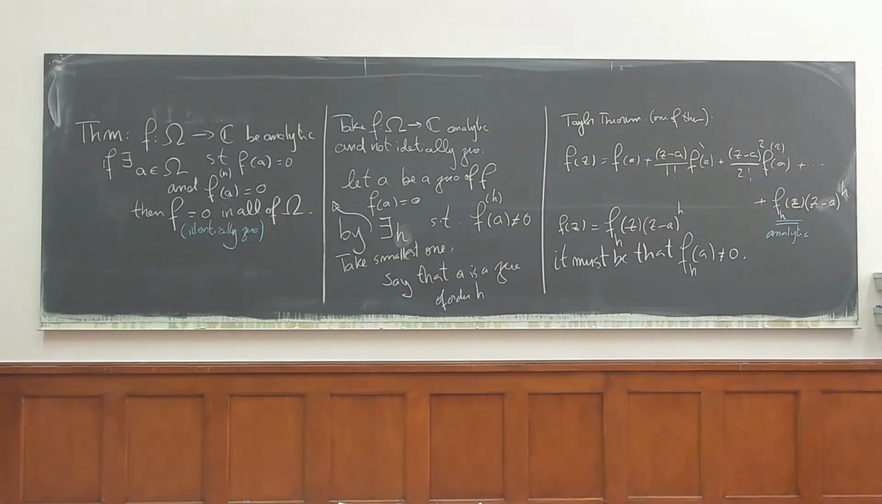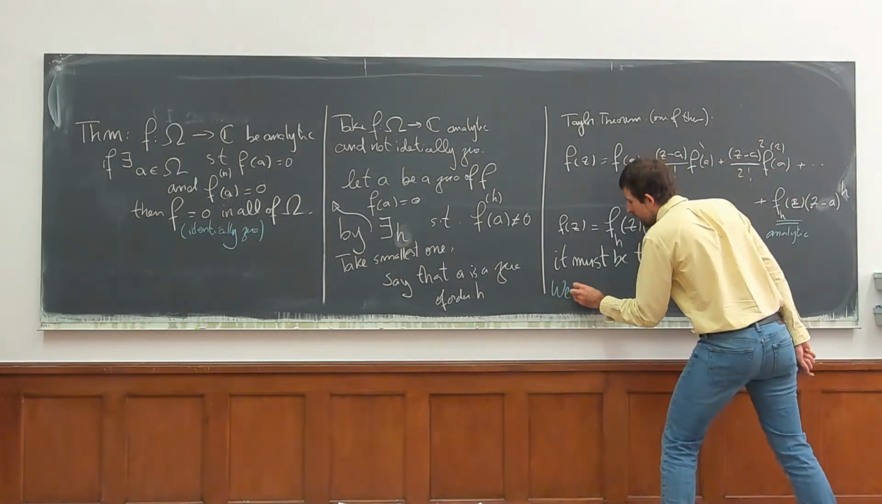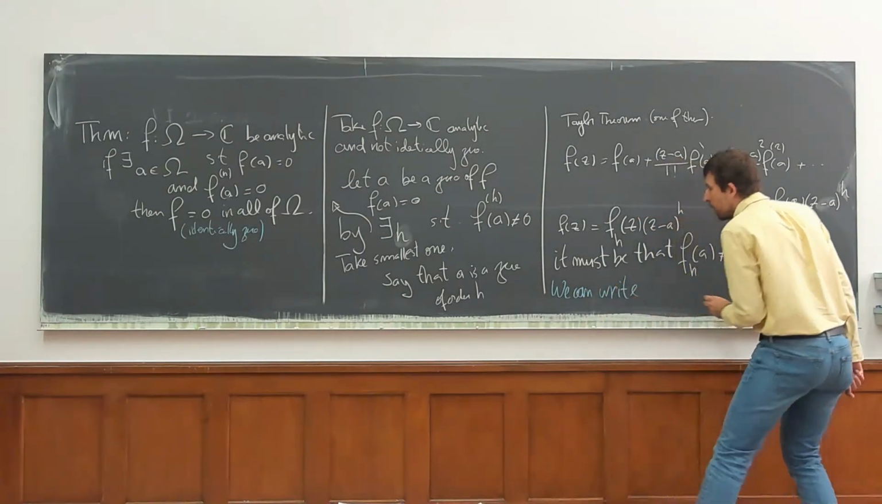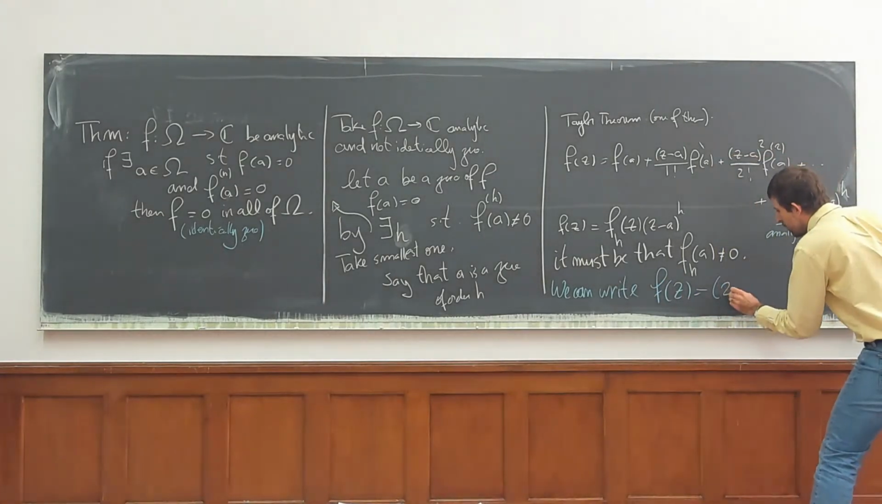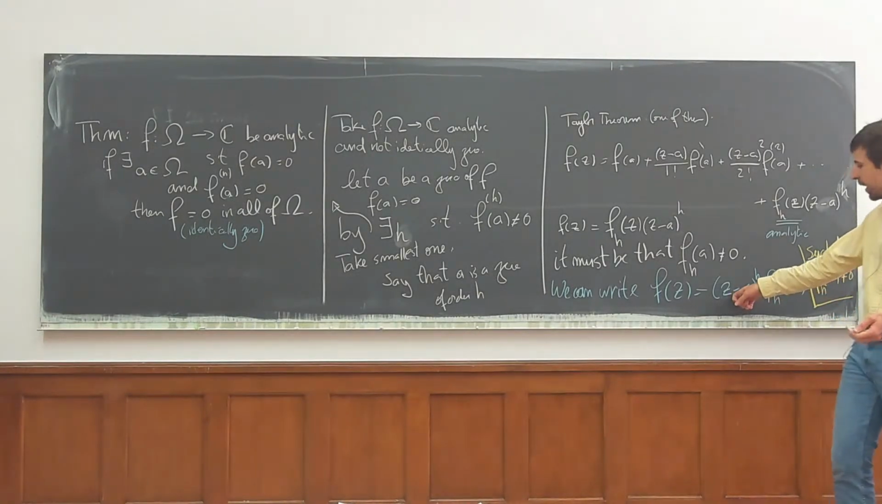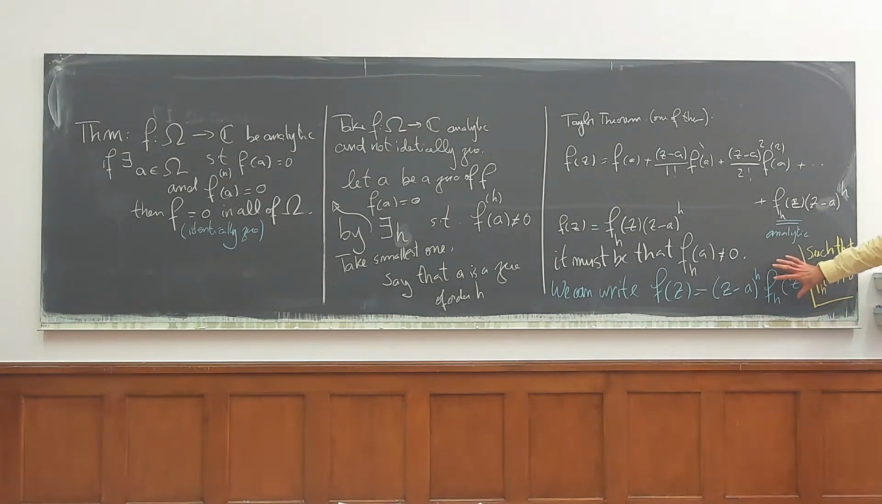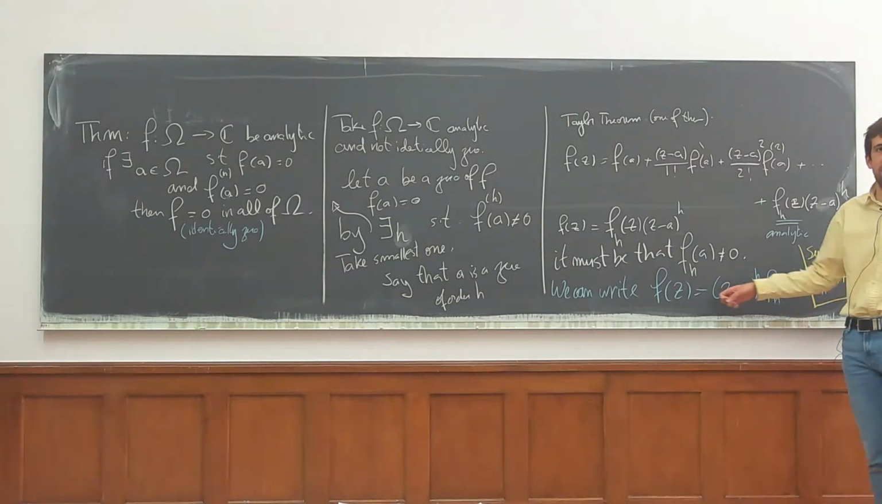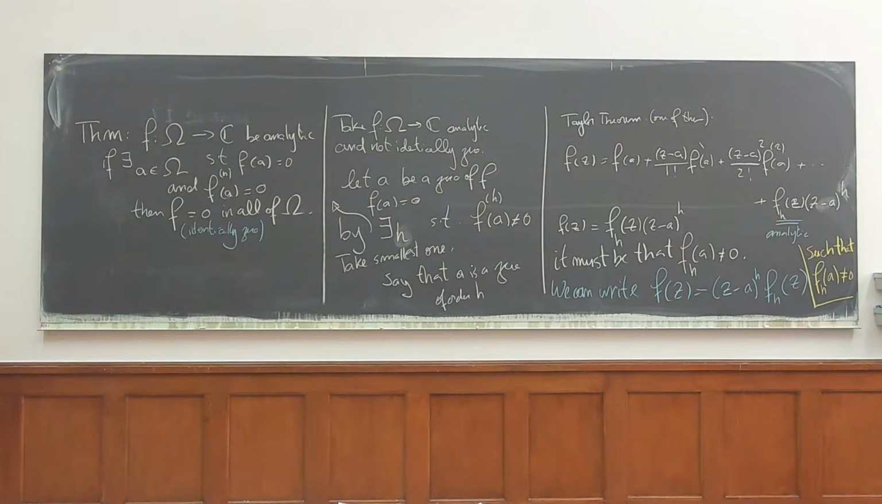So what this means is that we can write f of z equals (z minus A) to the h times f_h of z, such that, and that's important, f_h of A is non-zero. So basically, the zero at A is of order h, just like if this was a polynomial that wasn't 0 at A. This is exactly the order of the zero A for the polynomial. So it's behaving a lot like polynomials. But this now gives us something, I think, even more impressive. Okay, so let's take another step.